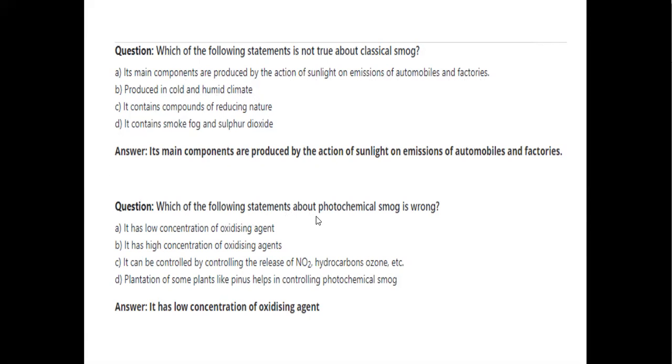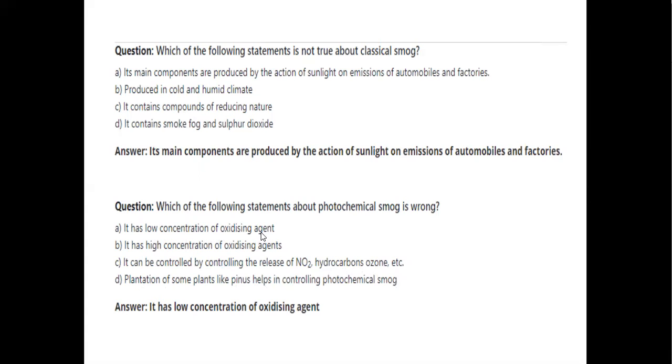Which of the following statement about photochemical smoke is wrong? It has low concentration of oxidizing agent. It has high concentration of oxidizing agent. It can be controlled by controlling the release of NO2, hydrocarbon, ozone, etc. Plantation of some plants like pinus helps in controlling the photochemical smoke. Here, option A is the right answer.